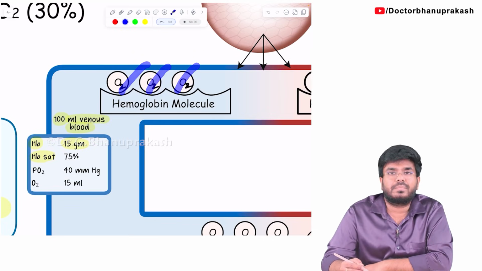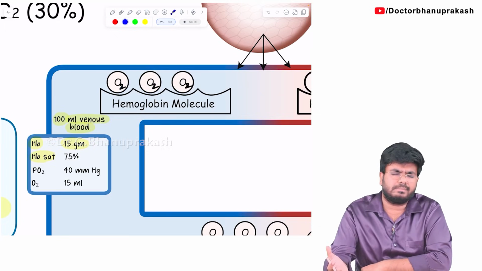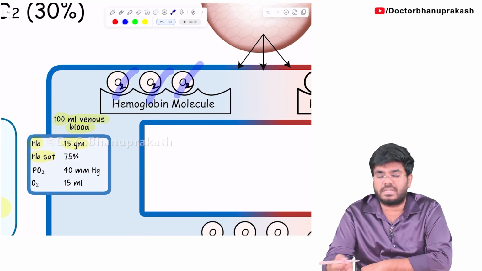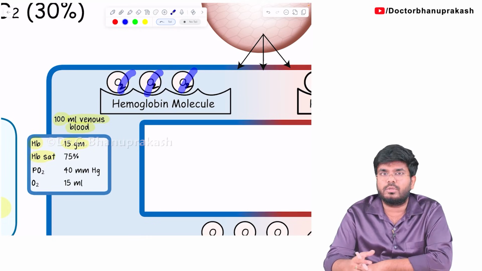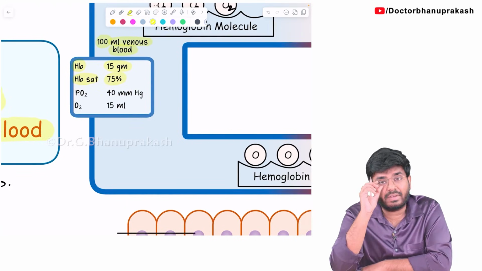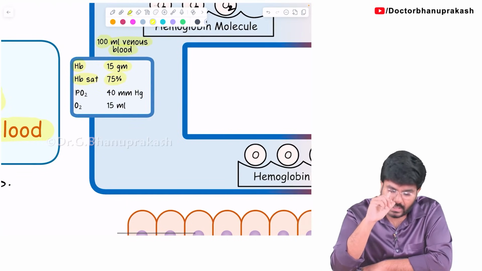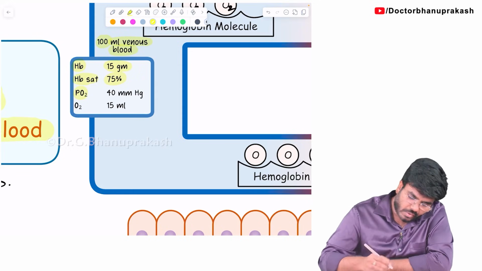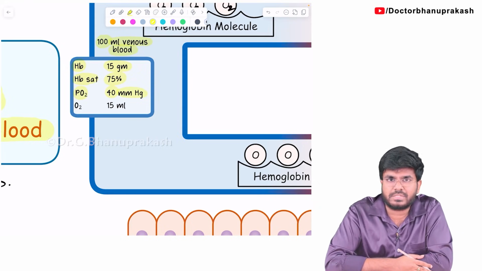So, how much percent saturated? 25, 25, 25. If all 4 pockets are occupied, I will say 100% saturated. But only here 3 pockets are occupied, 3 molecules are sitting. So, only 75% saturated. So, hemoglobin saturation is 75%. Next, what is the partial pressure of oxygen? PO2, the partial pressure of oxygen is 40 mmHg.